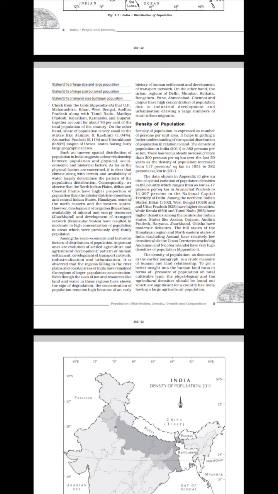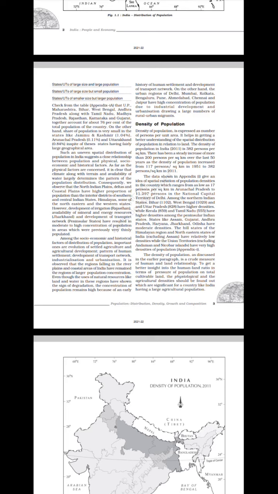It is observed that the regions falling in the river plains and coastal areas of India have remained the regions of larger population concentration, even though the uses of natural resources like land and water in these regions have shown the sign of degradation. The concentration of population remains high because of an early history of human settlement and development of transport network. On the other hand, the urban regions of Delhi, Mumbai, Kolkata, Bengaluru, Pune, Ahmedabad, Chennai, and Jaipur have high concentration of population due to industrial development and urbanization drawing large numbers of rural-urban migrants.